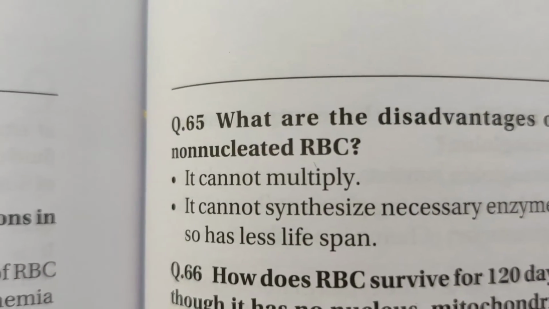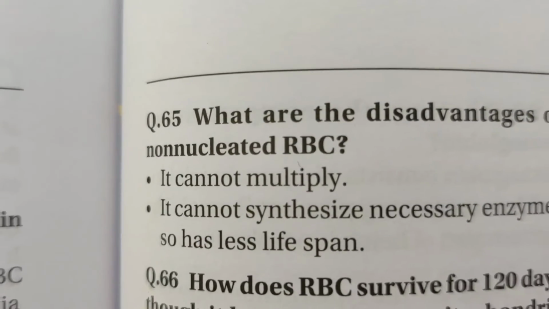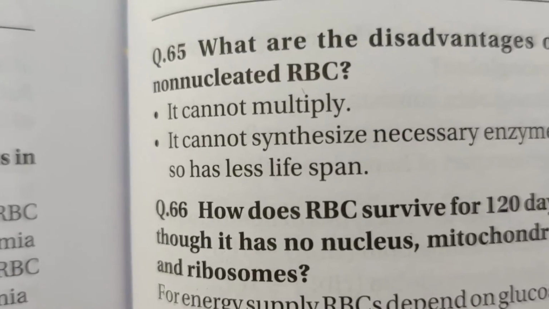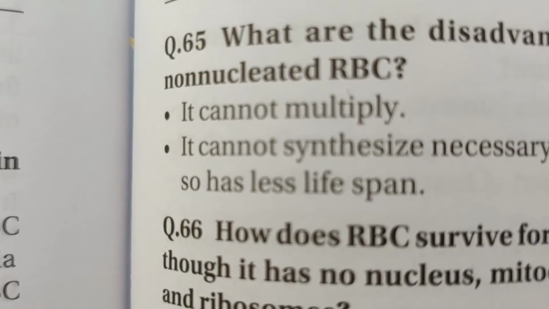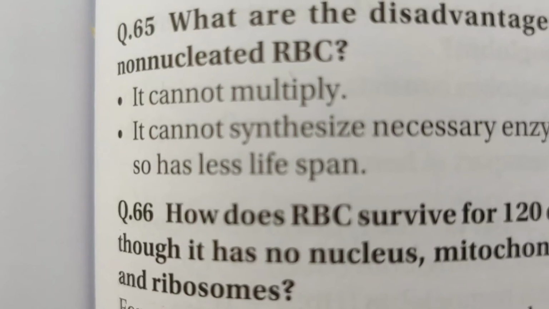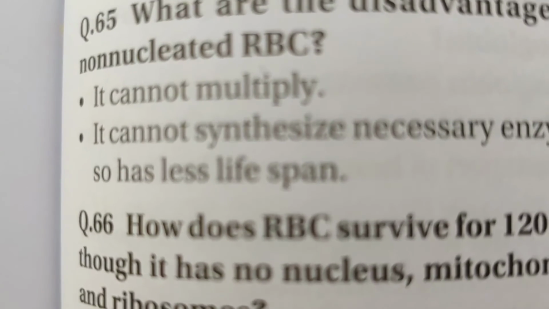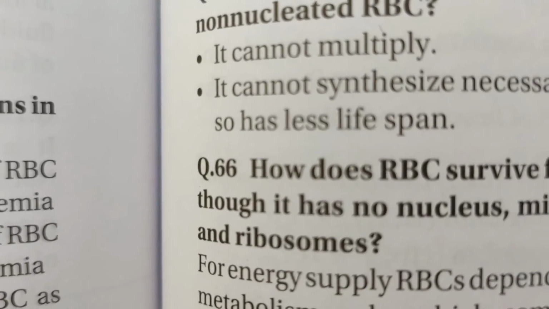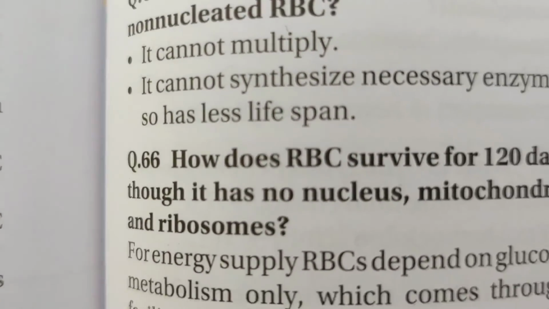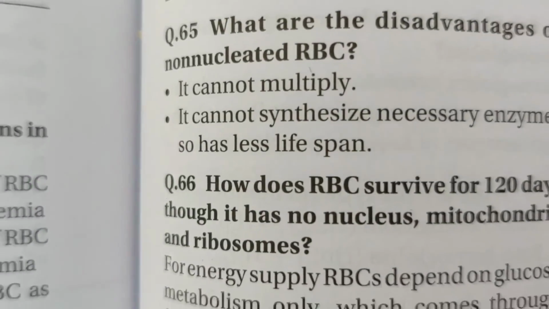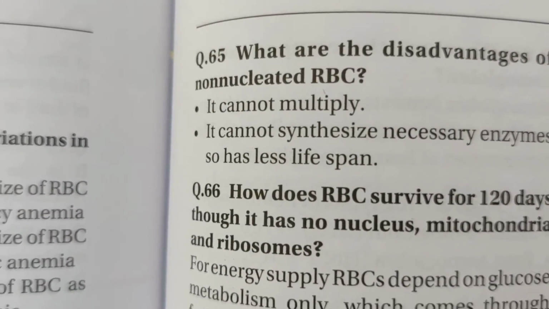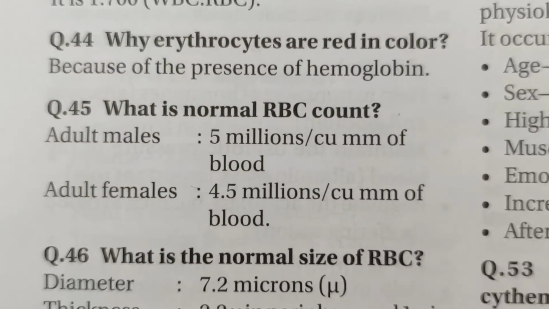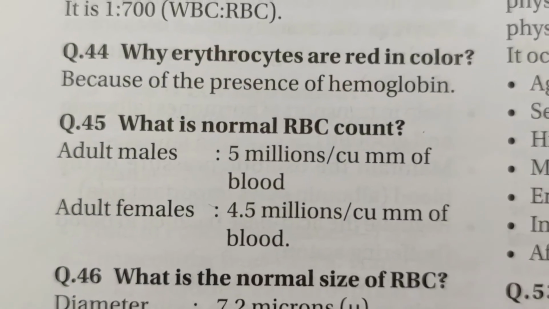Which is the principal cation in RBCs? Potassium. What is the site of production of hemoglobin? The site of production of heme, remember, it is mitochondria. Heme is produced in the mitochondria. In which form is iron stored in reticuloendothelial cells of our body? It is in the form of ferritin and hemosiderin. Now these are also very important. Why are erythrocytes red in color? As you know, it is due to hemoglobin.